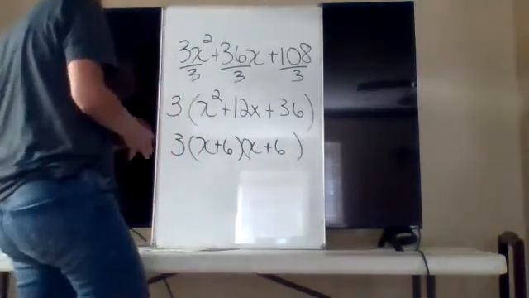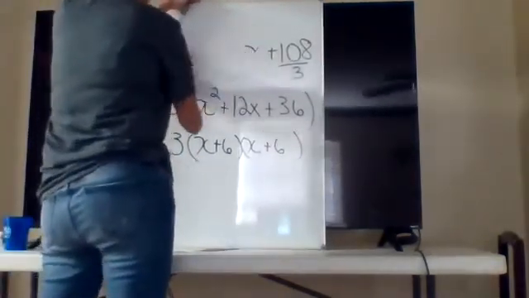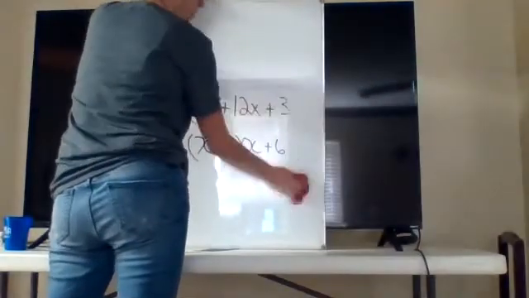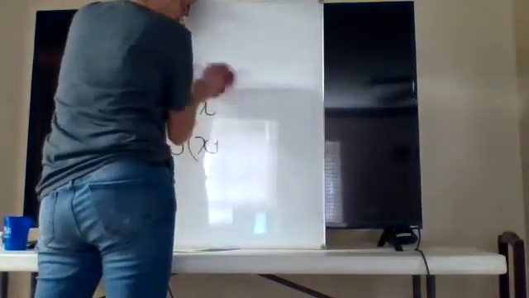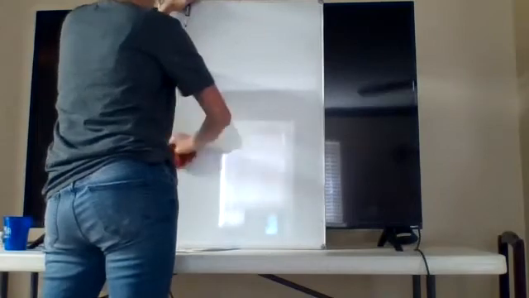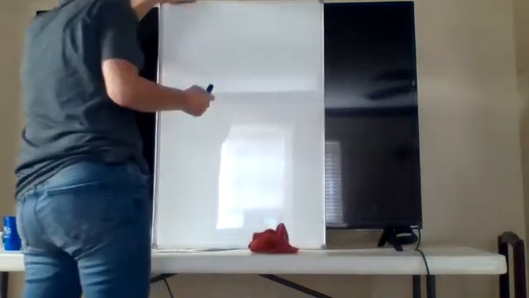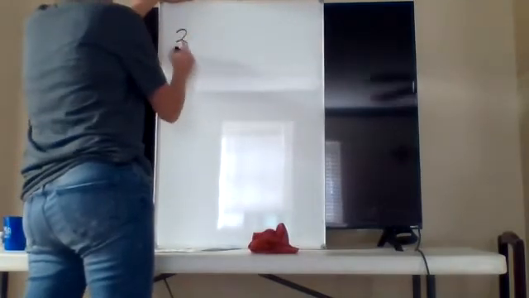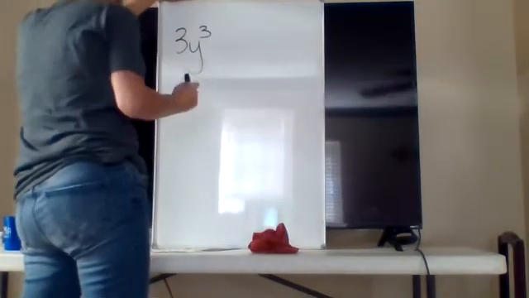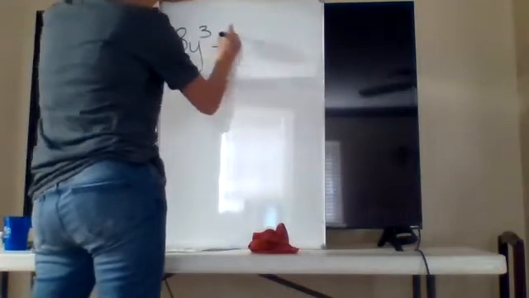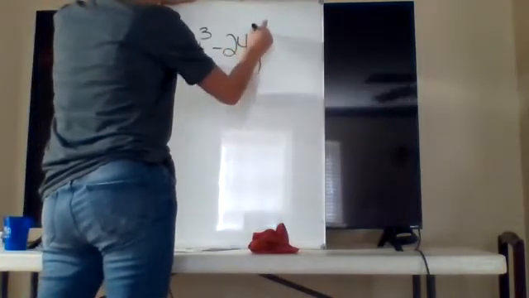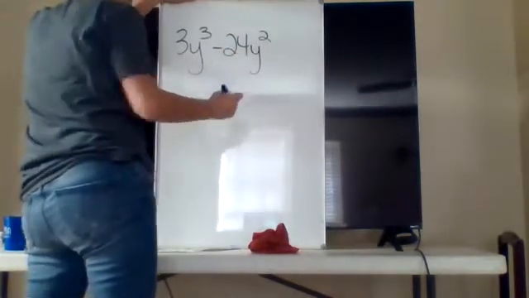Okay, let's look at number 12. You got 3y to the third minus 24y squared plus 48y.